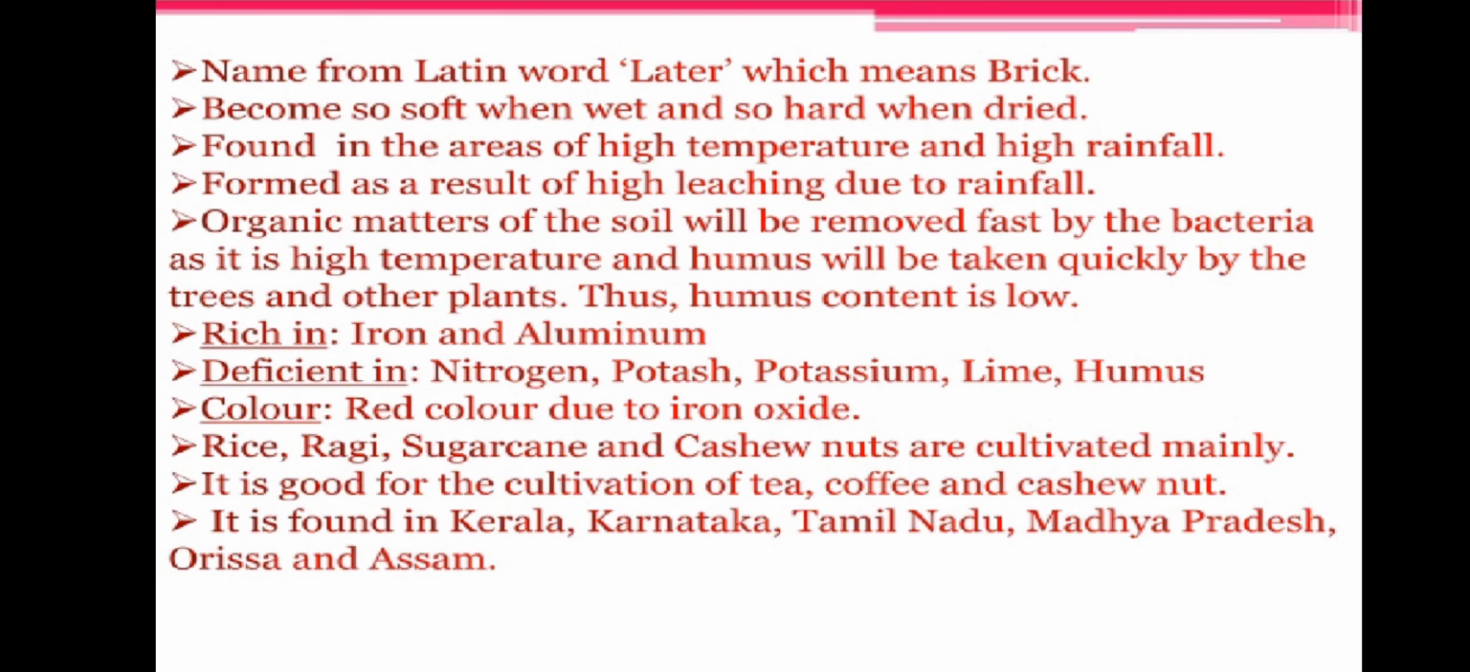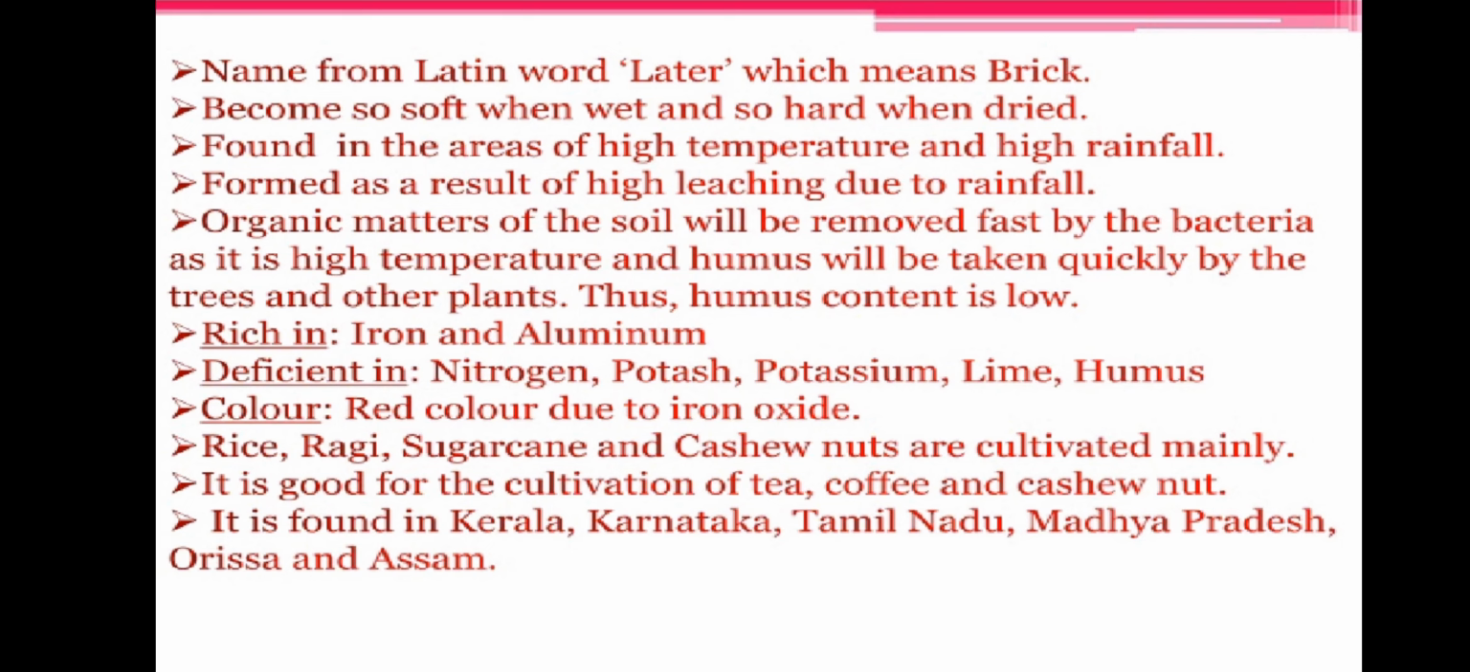Odisha and Assam. After adopting appropriate soil conservation techniques, particularly in the hilly areas of Karnataka, Kerala and Tamil Nadu, this soil is very useful for growing tea and coffee. If you talk about some other crops, rice, ragi, sugarcane and cashew nuts are cultivated mainly where this soil is found.